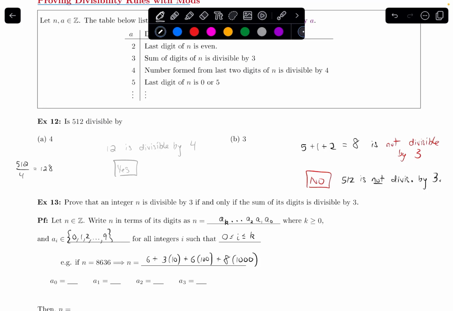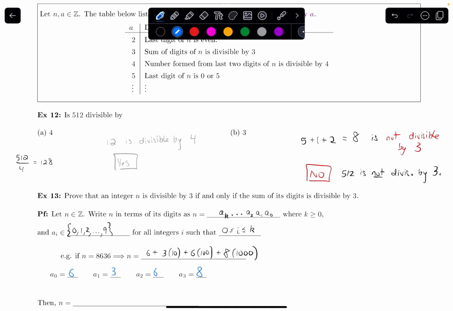Okay, so in terms of how I'm labeling my digits up here, my A0, my units digit, is 6. My tens digit is 3. My hundreds digit is 6. And the 1000s digit is 8. All right, and I'm going to further simplify this a little bit more.